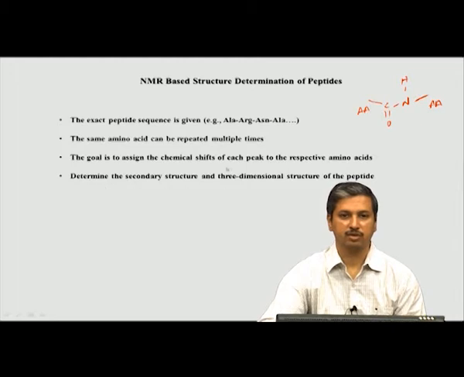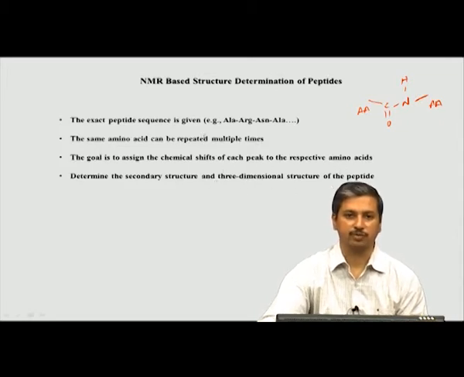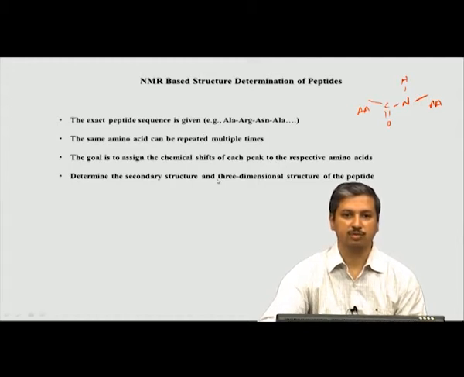Then once you have assigned the chemical shift of every peak in the spectra to the respective amino acids, you can go ahead and start looking at the structure. There are two types of structures in peptides and proteins. One is secondary structure, that is alpha helix and beta sheet, and the final structure is the 3-dimensional structure of the peptide. So, this is the basic requirement or the objectives in looking at the structure of a peptide.